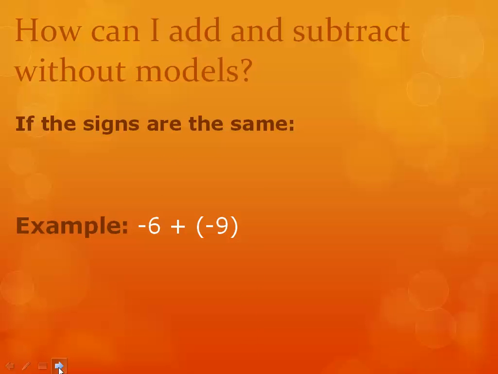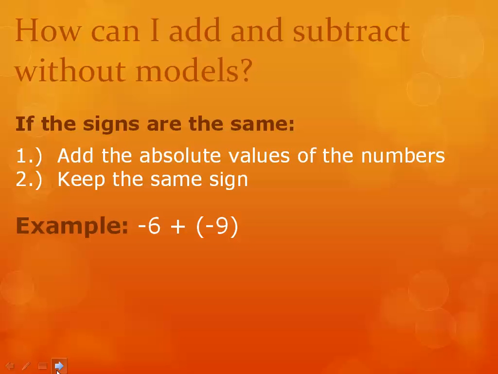Models are great, but we'd like to move away from having to use a model every time we do a problem. So how can I add and subtract without models? If the signs are the same, there's a couple of basic steps to follow. Number 1, you should add the absolute values of the numbers. In other words, ignore the sign on the numbers and simply add them together. Then keep the sign on those numbers.